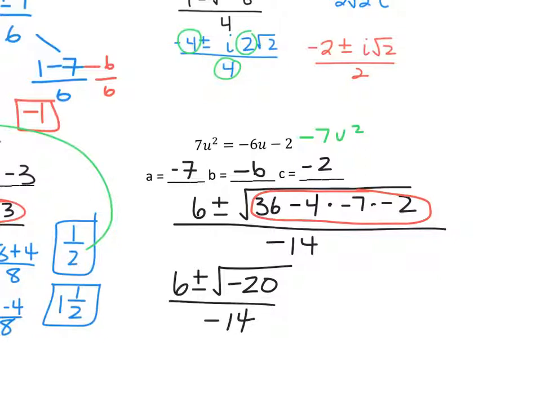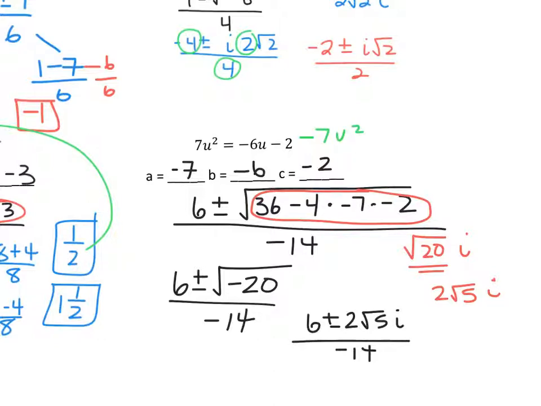So again, previously in Algebra 1, we would just stop and write no real solutions because we had the square root of a negative number. But we can break down the square root of negative 20. This is the square root of 20 i, and root 20 breaks down into 2 root 5 i, because 20 is 2 times 2 times 5. So now I have 6 plus or minus 2 root 5 i all over negative 14.